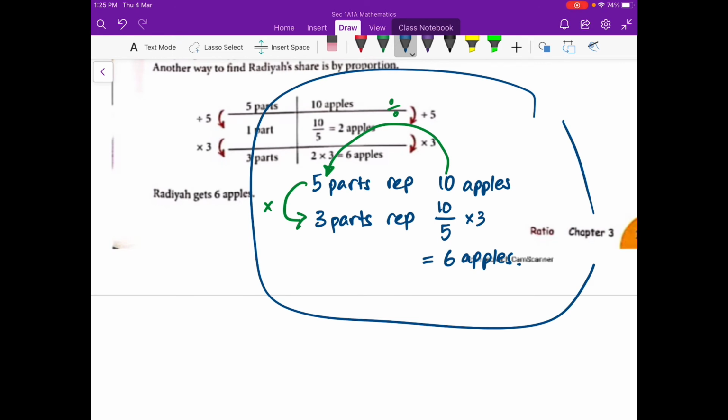So Radia gets 6, and then the other person must get 4. Either you do it the same way or you just take 10 minus 6. Any questions? Okay, next.